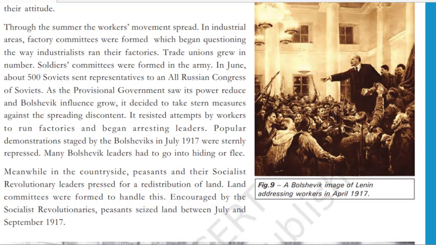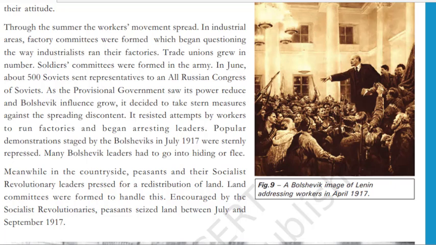Through the summer, the workers' movement spread. In industrial areas, factory committees were formed which began questioning the way industrialists ran their factories. Trade unions grew in number. Soldiers' committees were formed in the army. In June, about 500 Soviets sent representatives to an all-Russian Congress of Soviets.